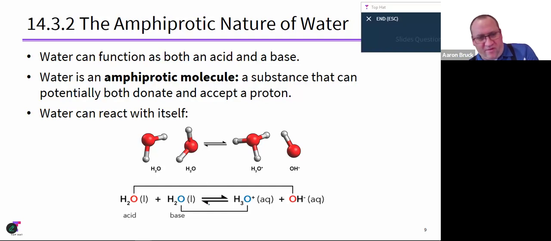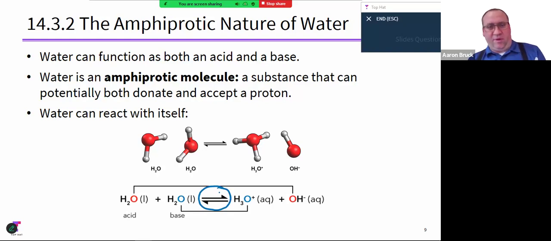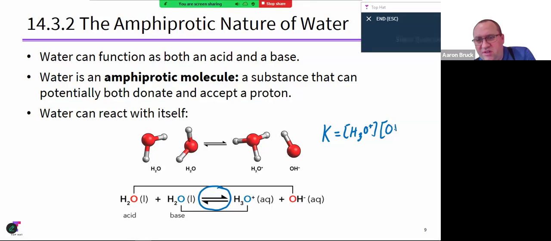Now, one thing that we can note out of this is a reversible reaction. It is equilibrium. And the value of that equilibrium constant would be equal to the concentration of the hydronium multiplied by the concentration of the hydroxide. Now, this little equilibrium expression is going to be at the heart of what we do in this chapter. So much so that this equilibrium constant gets its own subscript. It is Kw. Why W? Because it's the equilibrium constant for water.